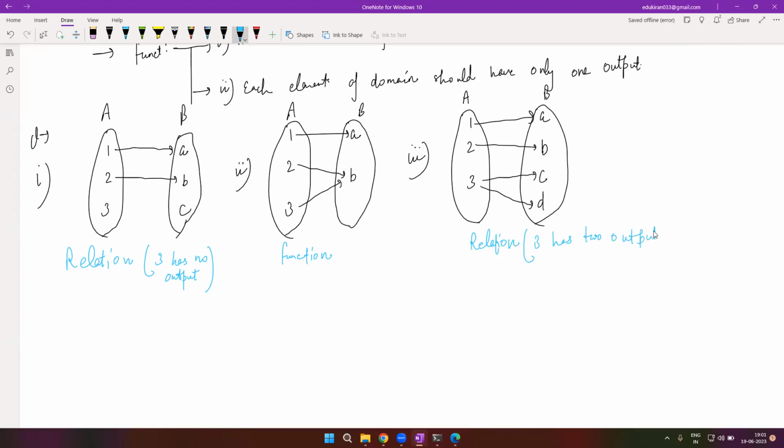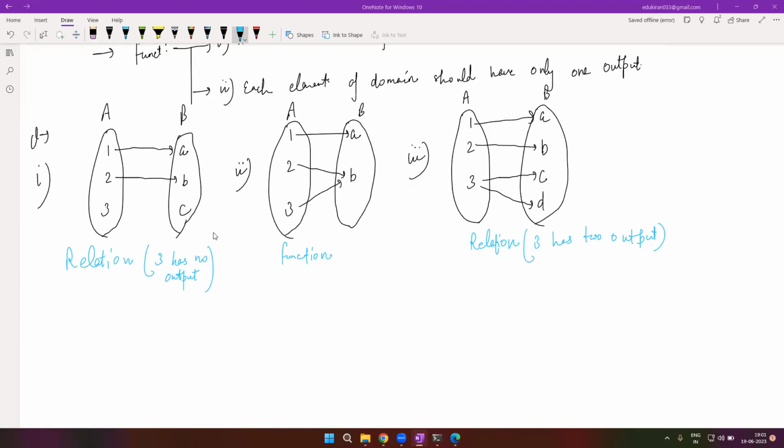Right? So the basic difference between relation and function is that if you are connecting two sets through any condition, then that is a relation. But if your relation satisfies these two conditions, that every element of input must have only one output. This is a combined sentence for both the conditions, that each element of domain must have an output and only one output.